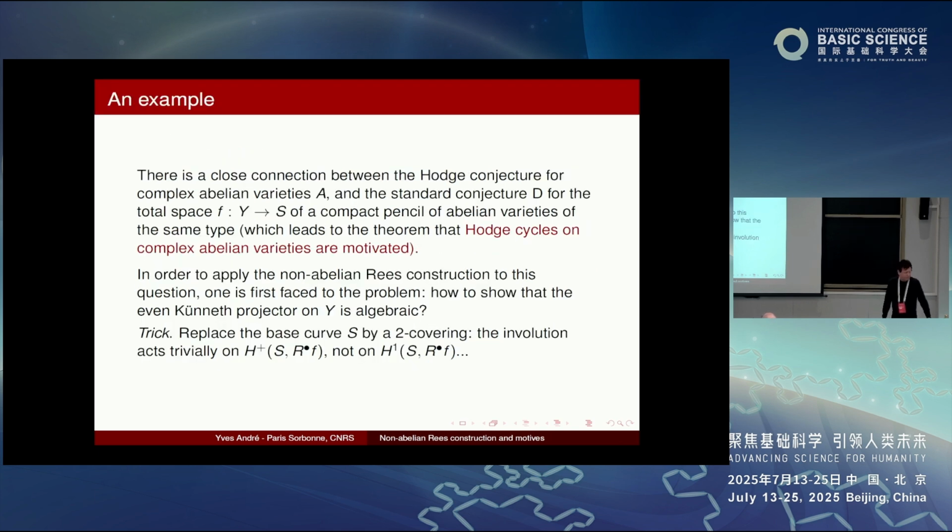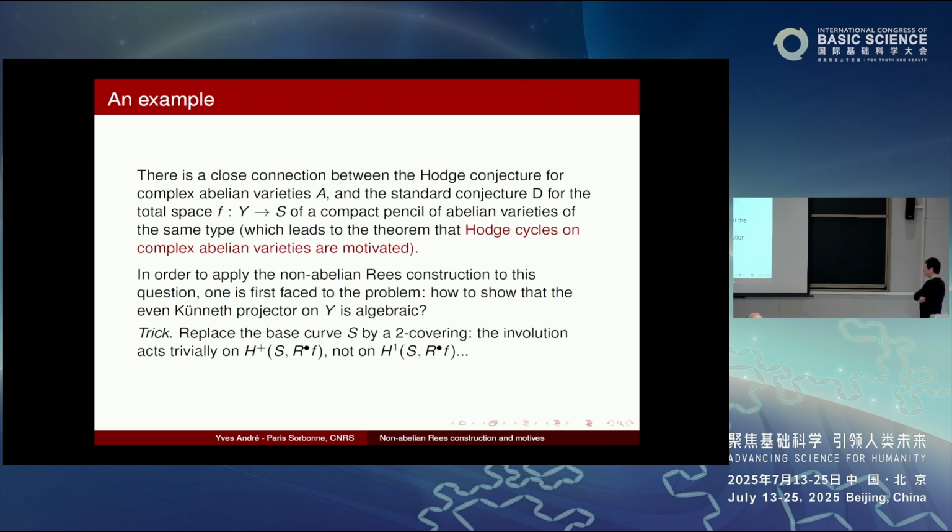So an example. It's well known that there is a close connection between the Hodge conjecture for complex abelian varieties and the standard conjecture D for the total space, which I denote by F to S, of a compact pencil of abelian varieties of the same type as A. And this leads to theorems that Hodge cycles on complex abelian varieties are motivated.